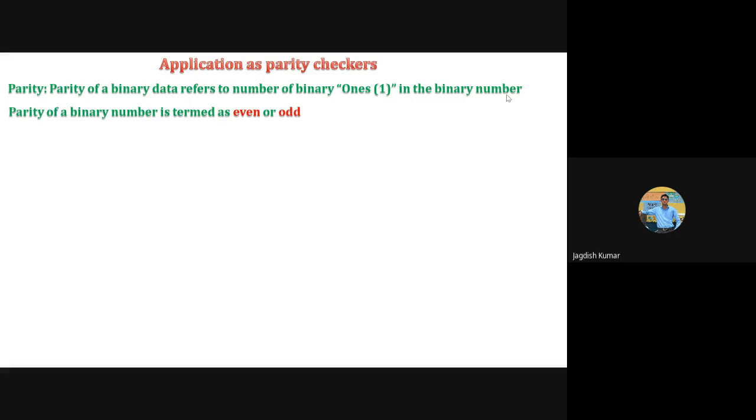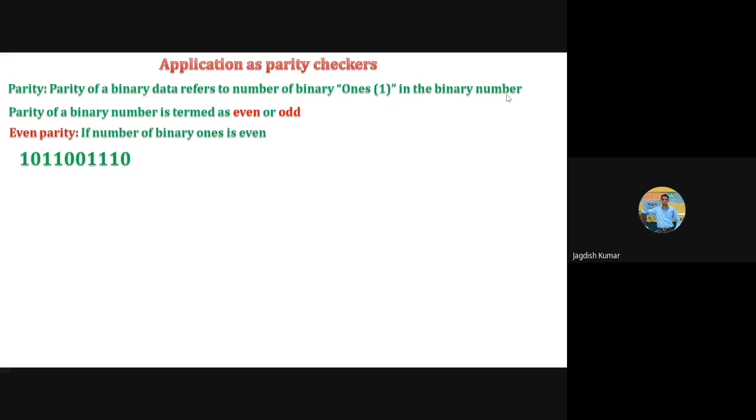So depending upon if the total number of ones in binary data is even, then we call the parity of that binary data even. And if the number of binary ones in that binary data is odd, then we will call the parity of that particular binary data odd. Okay. That I already told you, even parity.